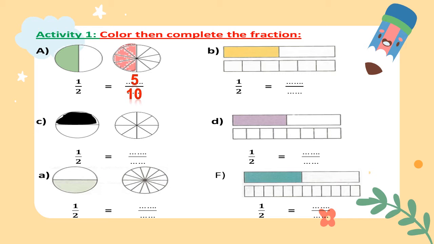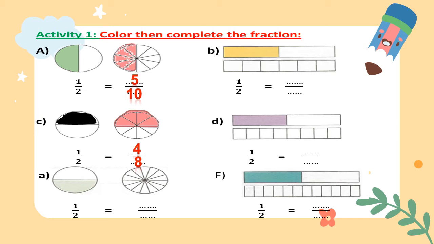Okay? Let's answer the next question. I have also half of the circle, but in the other side I will color 4 parts. So the number of shaded parts are 4 and the number of total parts are 8. So 1/2 also equals 4/8. This is half and this is also half.